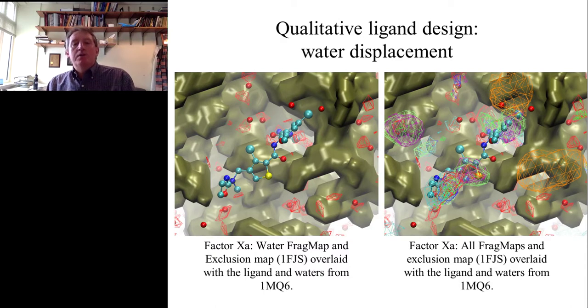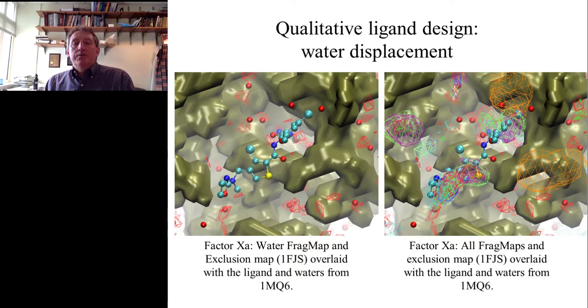But what we really want to know is which of these water molecules our functional groups can compete with. Can they remove them, allowing us to add those functional groups to the protein? And we get that information from the slide on the right, where I'm showing the same view. I still have the crystallographic water molecules.